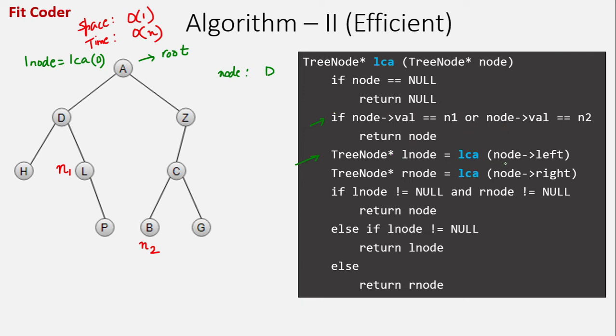And then we again call LCA for the left of D. So the L node for D is LCA of H. Now the node becomes H, and the L node at H is LCA of null. When the node is null, we return null. So the L node becomes null, and the R node is also null for H. Now we have both the L node and R node at H. We check if they are not equal to null, then we check if the left node is not equal to null, and then we return the right node. So this function returns null.